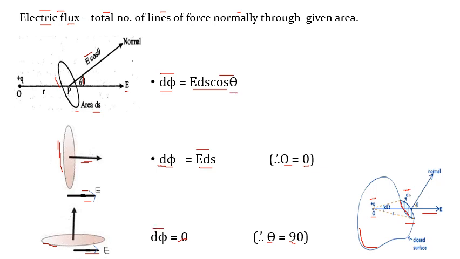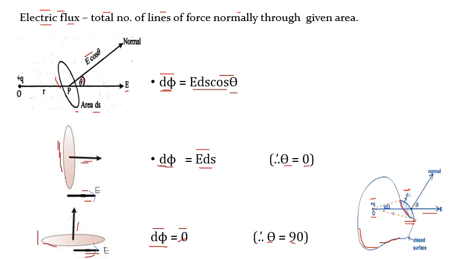That's why this d phi is 0 when the area is held in such a way that the normal to the area is perpendicular to E. Means in this case there are no electric lines of force passing through the given area. Got it? Now see, in these three cases, d phi is nothing but the electric flux through this small area. If we have to find out the total flux through this entire surface, what do we have to do?